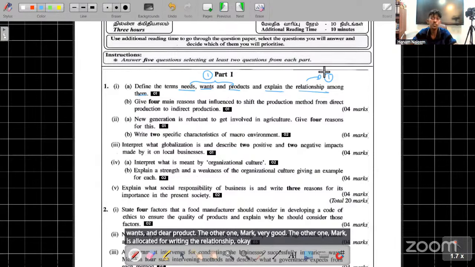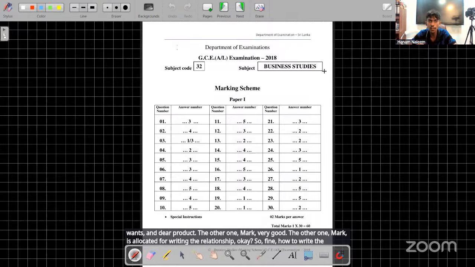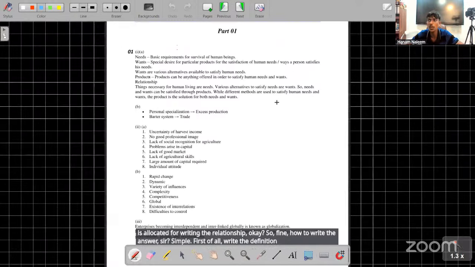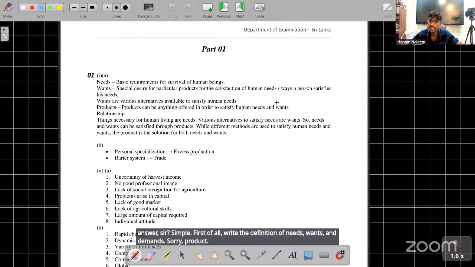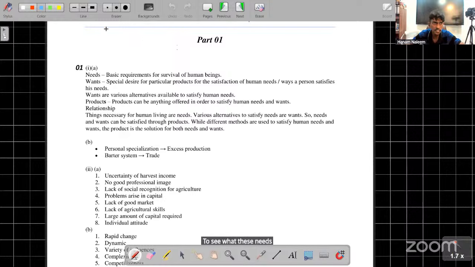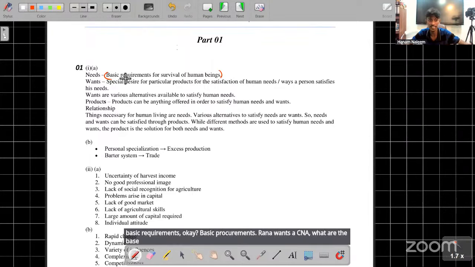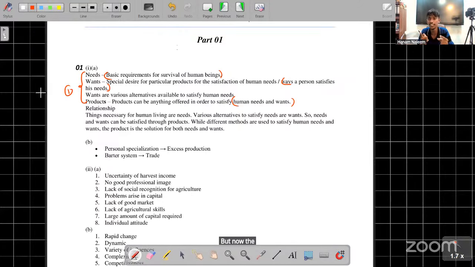So how to write the answer? Simple. First of all, write the definition of needs, wants, and product. What is needs? Needs are basic requirements. What are wants? Wants are the ways we can satisfy the needs. So we can say the way a person satisfies the needs. What is product? Product is anything which satisfies the needs and wants. So if you have written all these three, you get 1 mark.